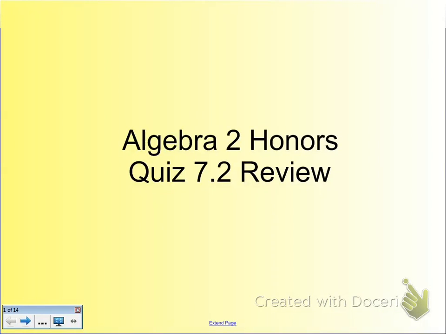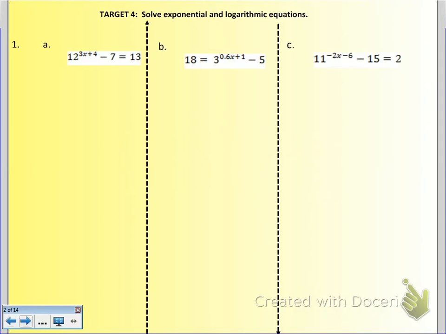Hello, this is the review for my Algebra 2 Honors class, Quiz 7.2 review. Here we go. Target 4 is solving exponential and logarithmic equations. Here are 3 different problems for you to give a try. Hit pause, give them a try, come back, and learn the explanation.